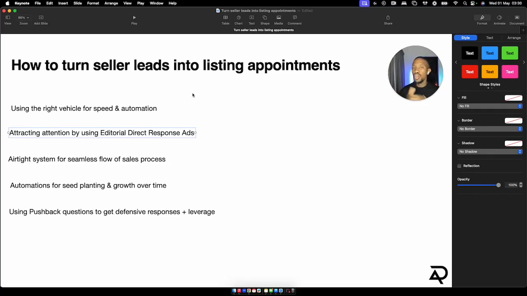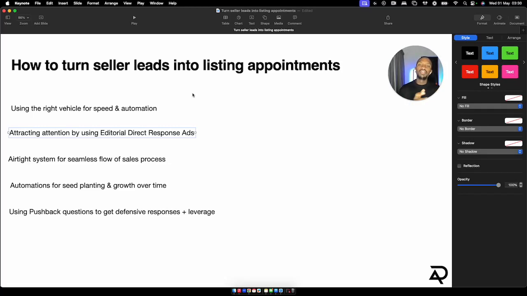Now, I see many agents fall victim to this because they think that that's the best way to advertise. No. And I get this question of, okay, what makes your ads different compared to mine? Well, you use brand advertising, which is the worst way to advertise, and you're going to waste a lot of money. When in actual fact, what you need to be doing is that you need to utilize editorial direct response ads. What are editorial direct response ads?